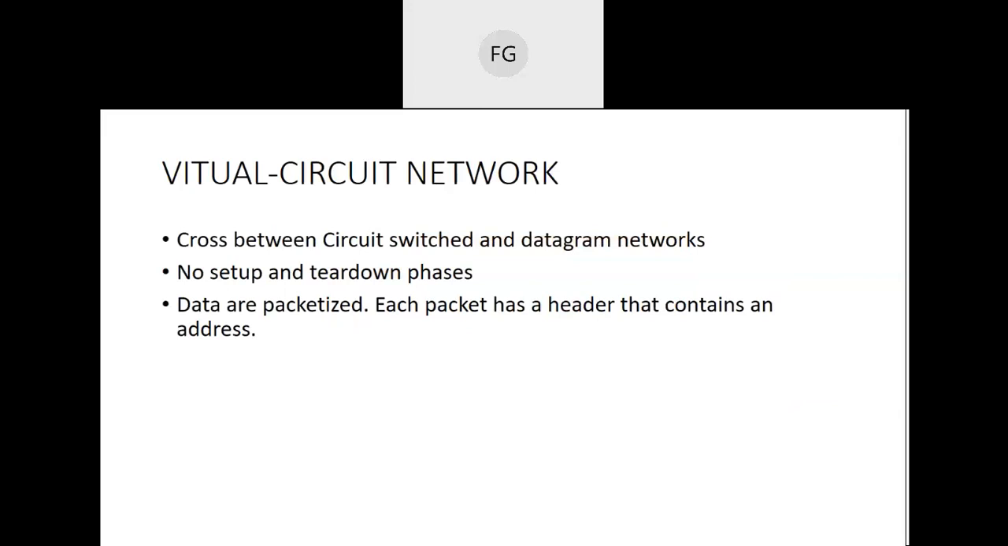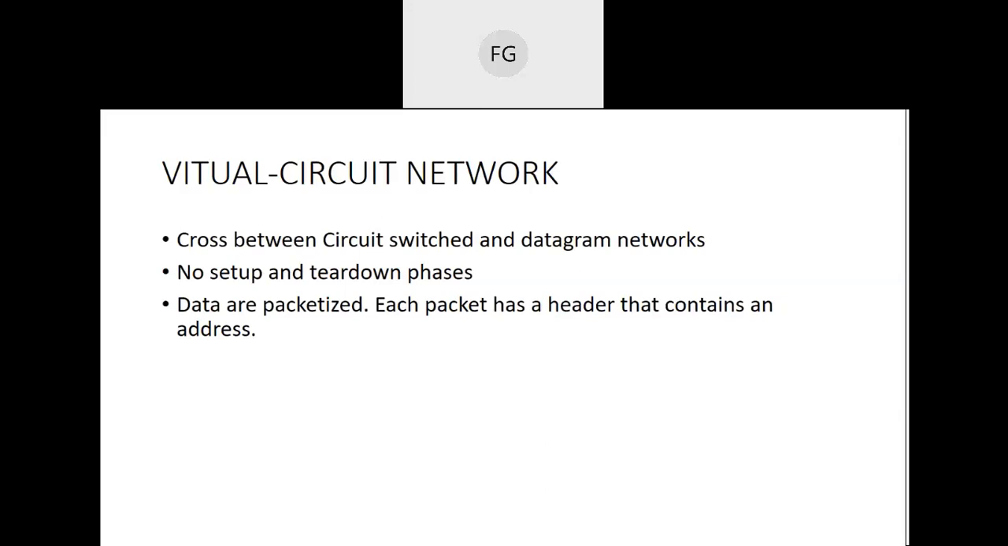Next, we have the virtual circuit networks. A virtual circuit network, as the name suggests, is a cross between the circuit switch network and a datagram network. So this means that the virtual circuit network has some characteristics of both the circuit switch network and the packet switch network, or the datagram network.